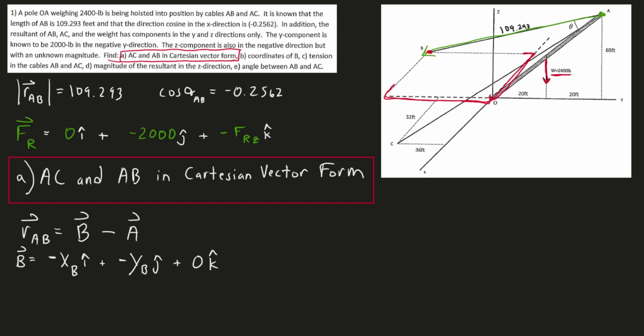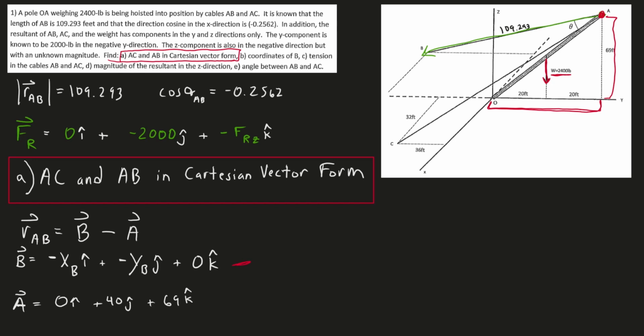Alright, now for A. Looking at point A here, it's going to have an x component of 0, since it's out there on the y axis. It's going to have a y coordinate of 40, that is a 40 in the positive y direction. And we can see the z component right here as 69.